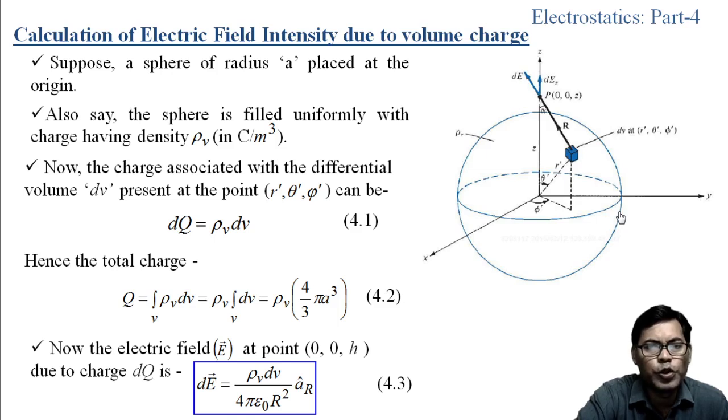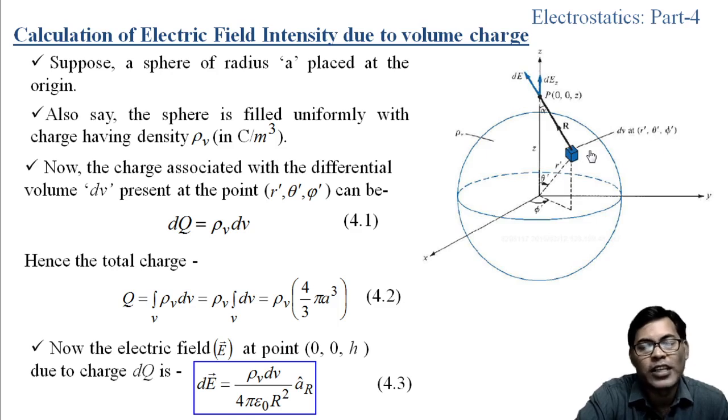Now, to calculate the electric field intensity outside the sphere, we have considered the point P having the coordinate 0, 0, z, outside the sphere. For the calculation of the electric field intensity at the point P, we have taken a small or elementary volume dV, and the coordinate of this dV is r prime, theta prime, phi prime.